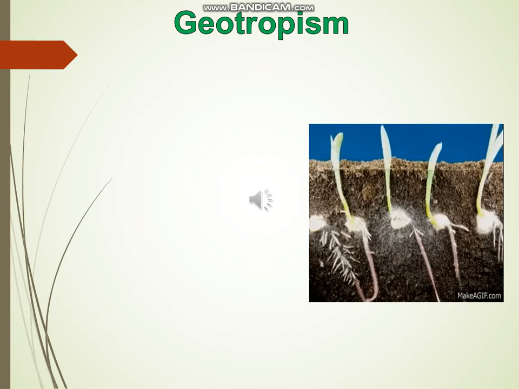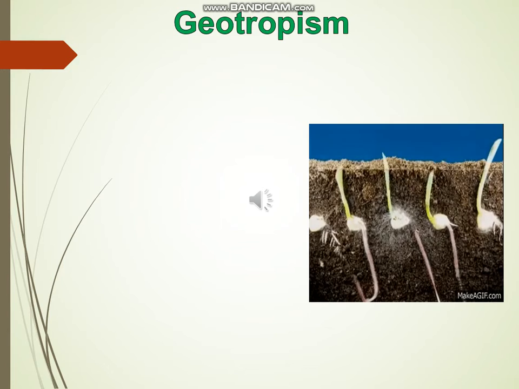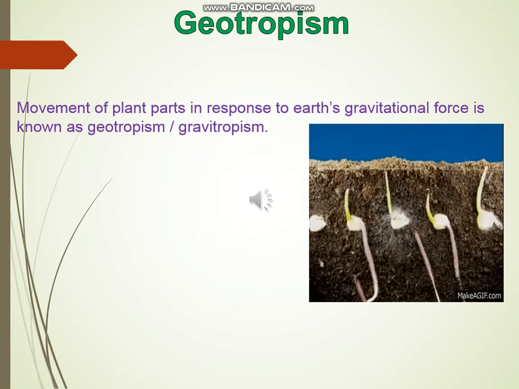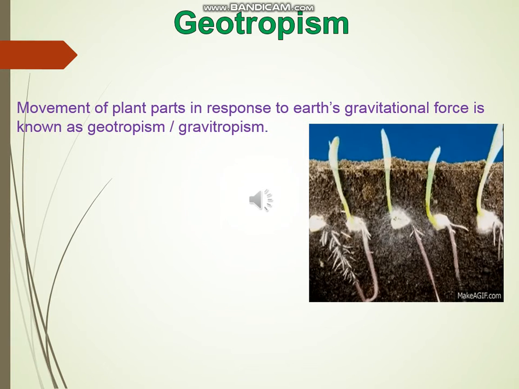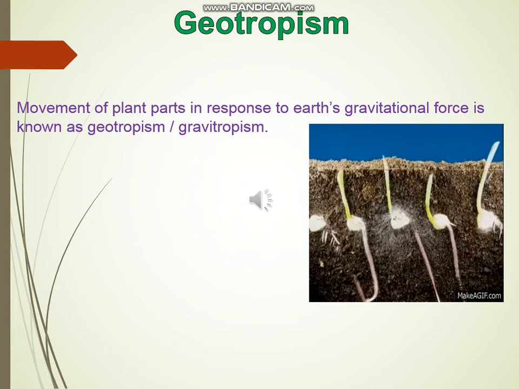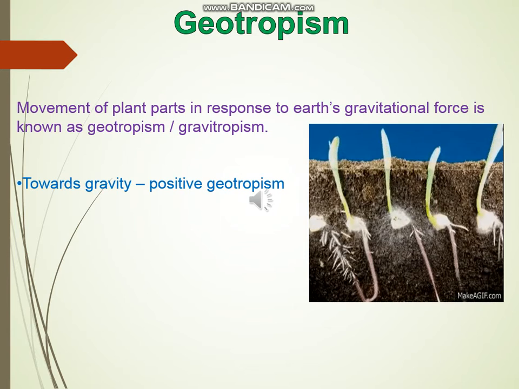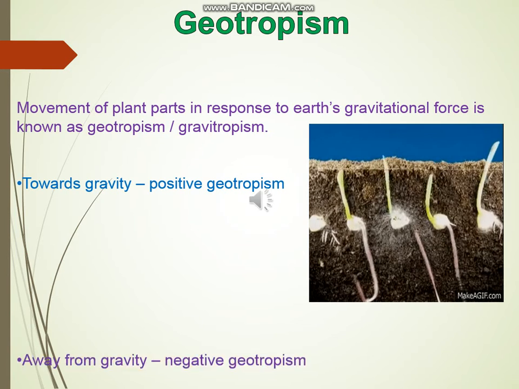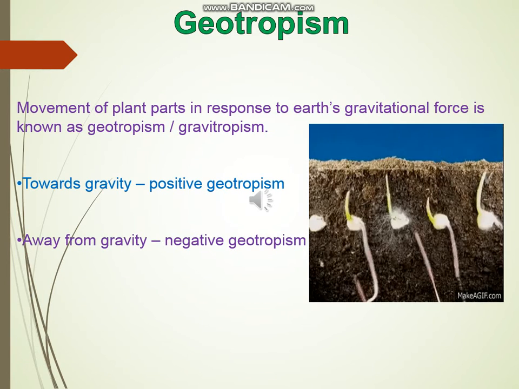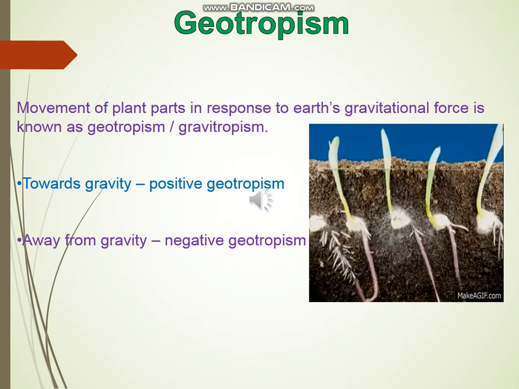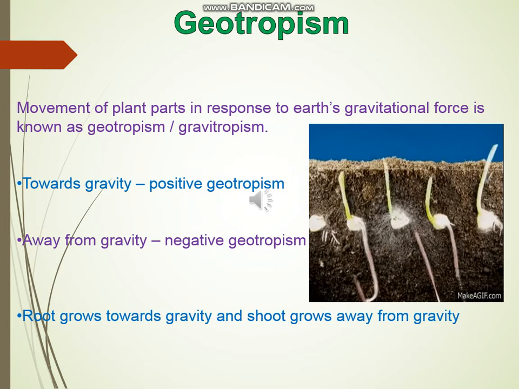Let's start with geotropism. Movement of plant parts in response to Earth's gravitational force is known as geotropism or gravitropism. In this, plants move towards gravity in positive geotropism, away from gravity in negative geotropism. Roots grow towards gravity and shoots grow away from gravity.